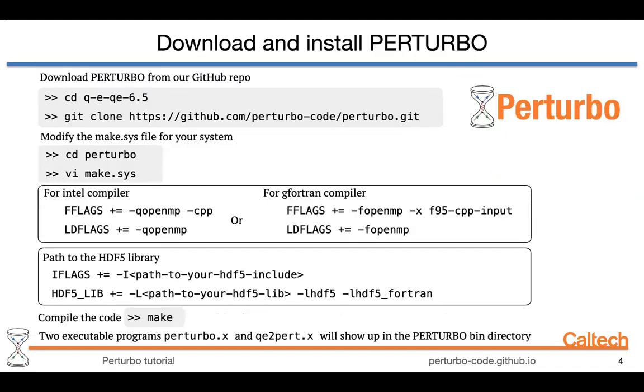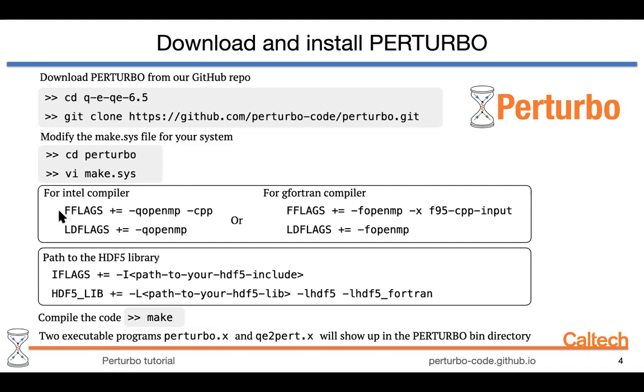So once you are done with Quantum Espresso, Wannier90, and the HDF5 library, then we are going to install Perturbo. We change into the Quantum Espresso directory, and we use git clone to get the Perturbo source code. Once you have the source code, you change into the Perturbo directory, and there you will see a make.sys file. You open it, and there are two sets of very important variables to modify.